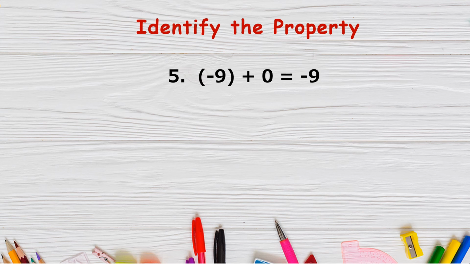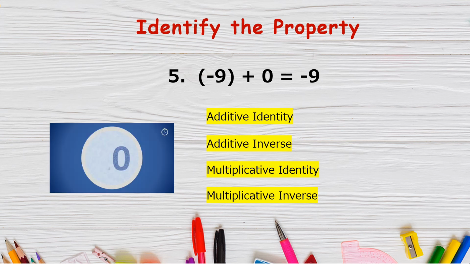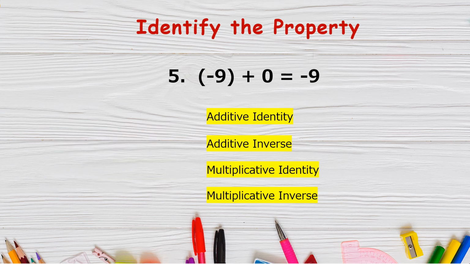Number 5. Negative 9 plus 0 is equal to negative 9. Is it additive identity, additive inverse, multiplicative identity, or multiplicative inverse? Again, you have 10 seconds to answer. Time's up! The answer is additive identity.